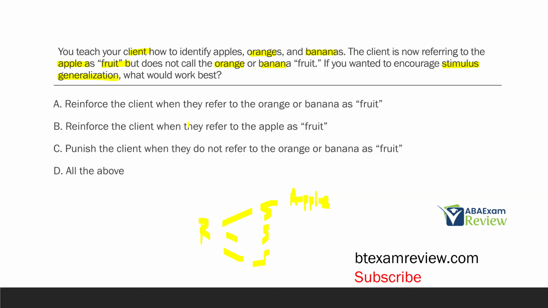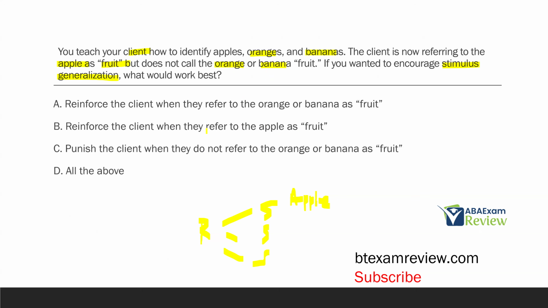So, what about B? Reinforce the client when they refer to the apple as fruit. If we reinforce the client for calling the apple fruit, what are we going to encourage? Well, we'll continue to encourage the client to call the apple fruit, but we want them to call the orange and banana fruit. So, our goal here is orange and banana, not apple. So, B is out. C, punish the client when they do not refer to the orange or banana as fruit.